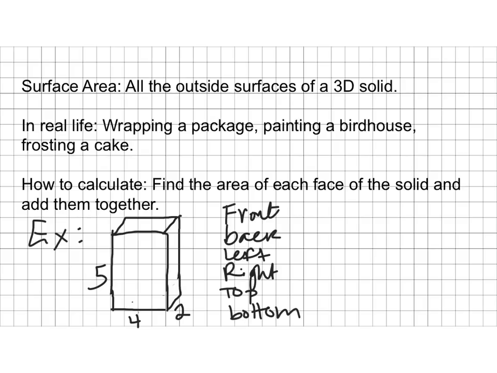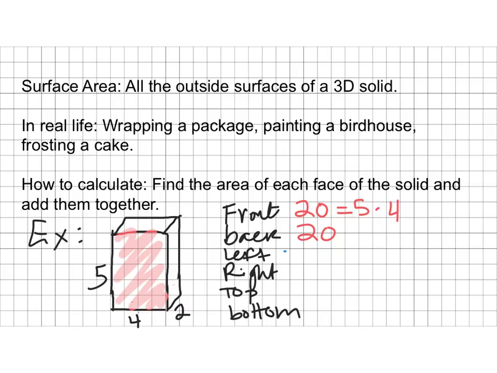One strategy that we used for finding the surface area of each face was to label them and then organize your work that way. So here the front would be the 5 by 4. So that should give us 20. So that was 5 times 4. And that's going to be the same for the back. On rectangular prisms, they're always going to be in pairs.